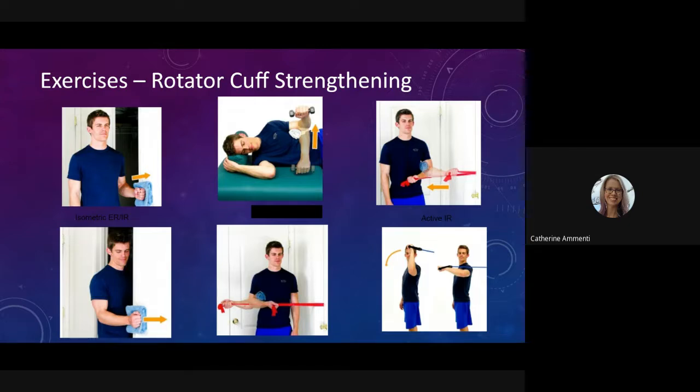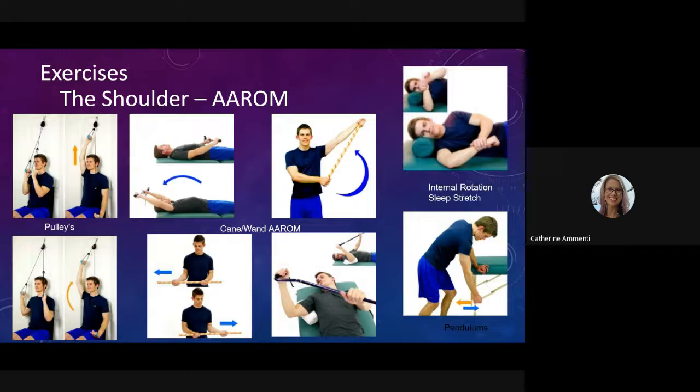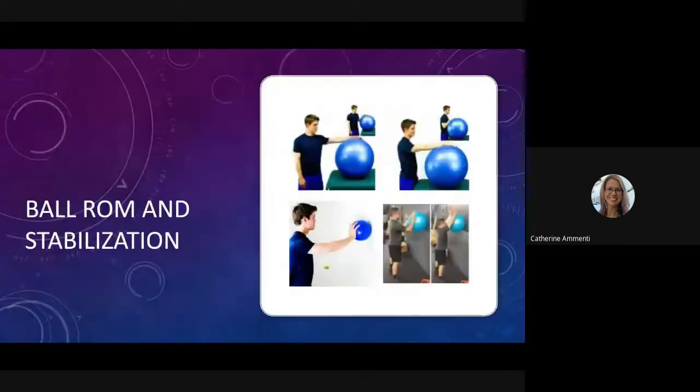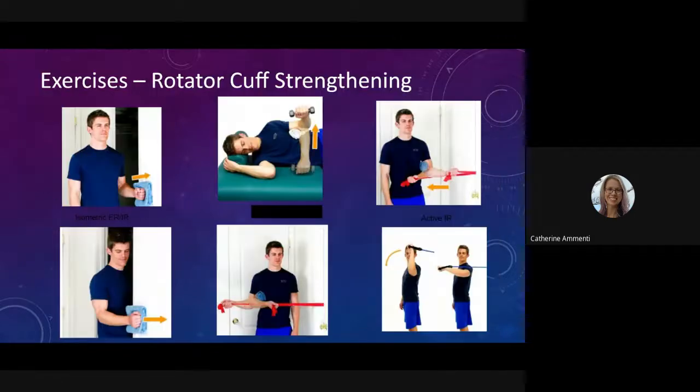Rotator cuff exercises are going to look like external rotation and internal rotation. So gradually progressing from active assistive range of motion to active range of motion to selectively isolating certain muscles, utilizing isometric versus isotonic, and then going out of neutral, right? So here we are in neutral, and now we're out of neutral.